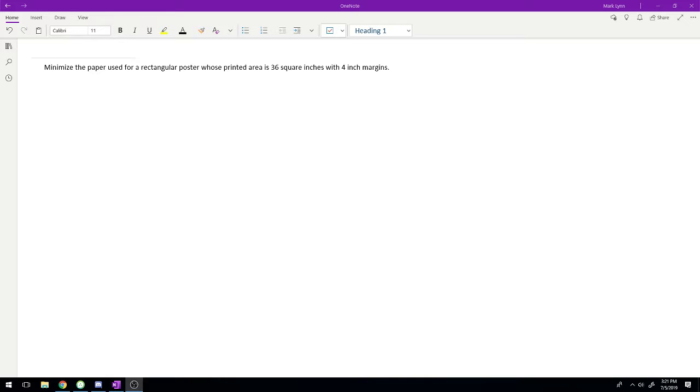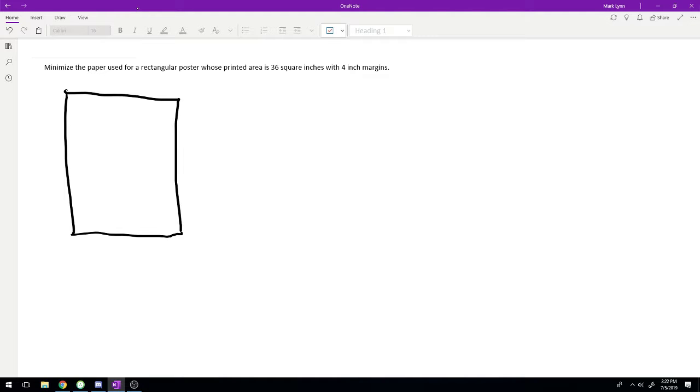So we're going to go ahead and start off with an optimization problem, and it says to minimize the paper used for a rectangular poster whose printed area is 36 square inches with 4-inch margins. So in any one of these questions, let's start off with a picture. So here's our poster, and we have an inner rectangle, which is the printed area. So that area right there should be the 36 inches squared.